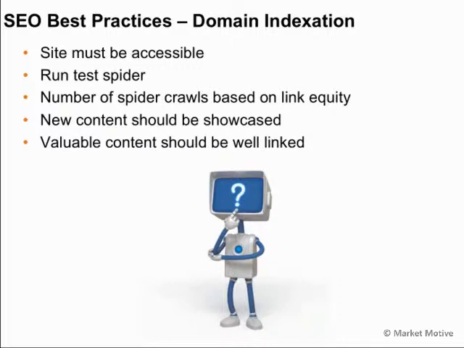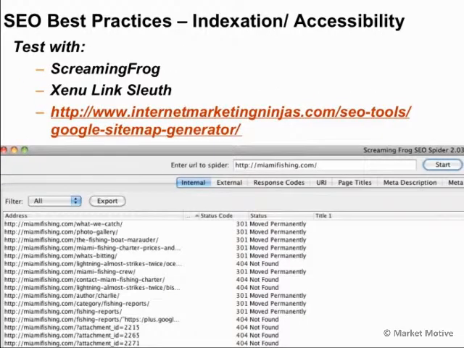The valuable content should always be well linked from the sitemap and from the home page, and the entire site needs to be accessible. You can test this with something like Screaming Frog, Xenu Link Sleuth. Internet Marketing Ninjas has a sitemap tool that crawls just from the web. There's several tools that will do this. Screaming Frog is probably one of my favorite tools for this type of task. As you can see, it offers a variety of other information as well.